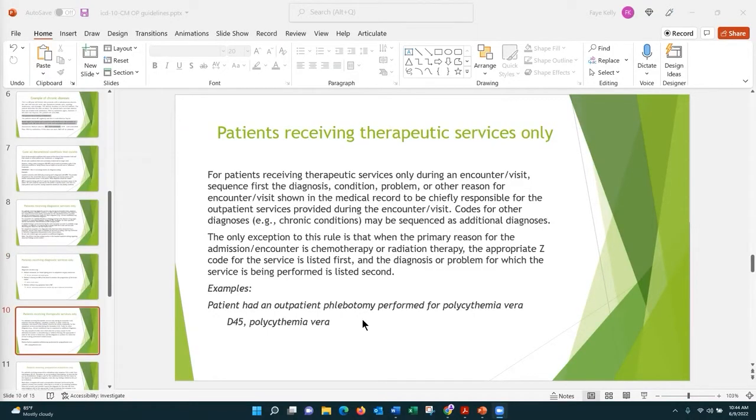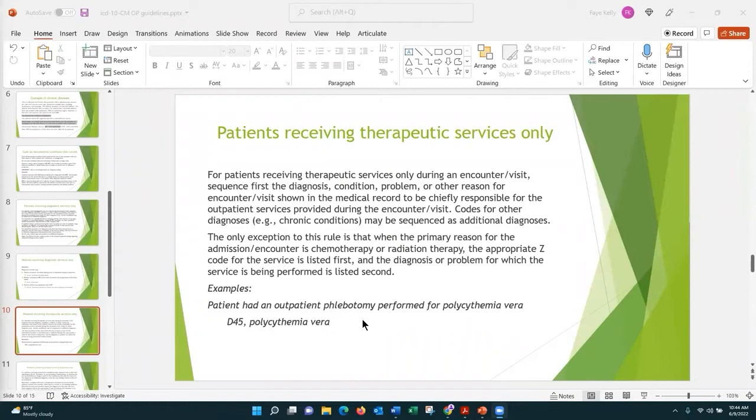This is for the patient receiving therapeutic services. So what this is telling us is that for patients that come in for therapeutic services, you're going to sequence first the diagnosis or the problem or the reason for the encounter. And again, these chronic conditions can be sequenced as additional diagnoses, but keep in mind, only if it meets the guideline for chronic conditions that we just went over.